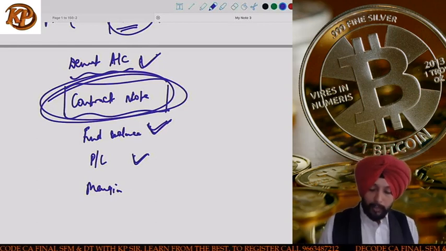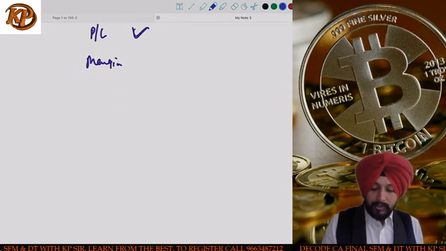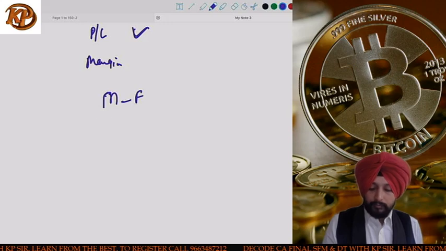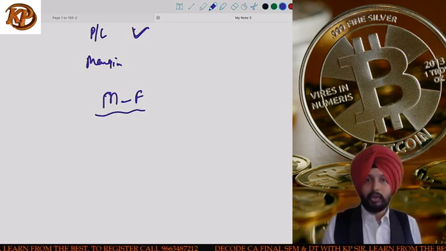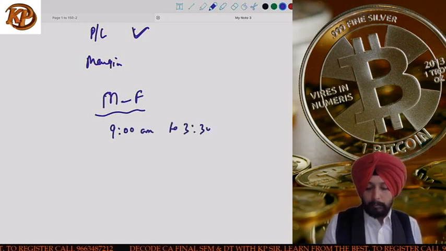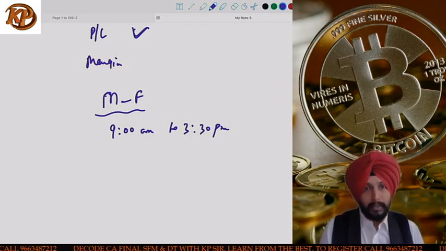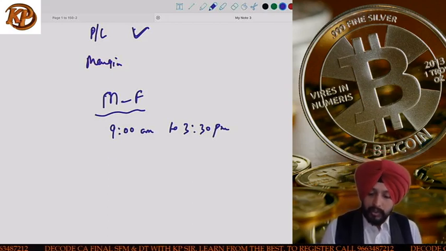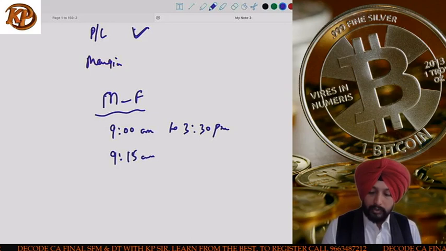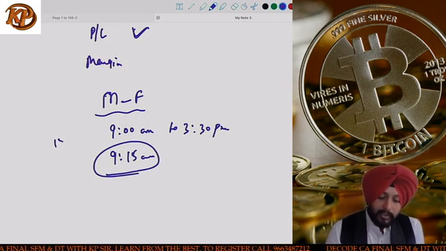Now talking about the markets, I hope the framework is clear to you guys. The markets are open from Monday to Friday unless there is a national holiday. Markets are open from 9 a.m. to 3:30 p.m. These are the trading hours. You can do trading in shares from 9 a.m. to 3:30 p.m., but for retail investors like you and me, trading will start from 9:15 a.m.